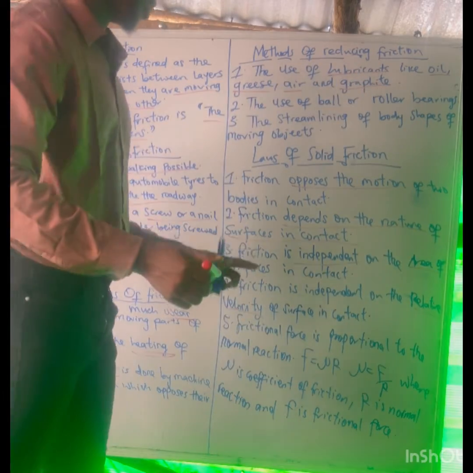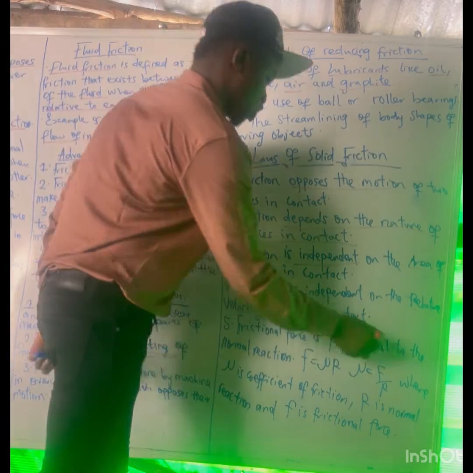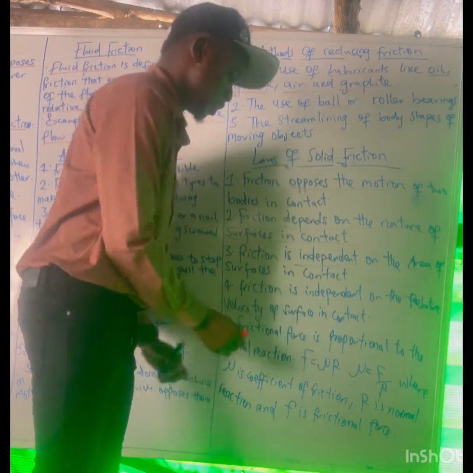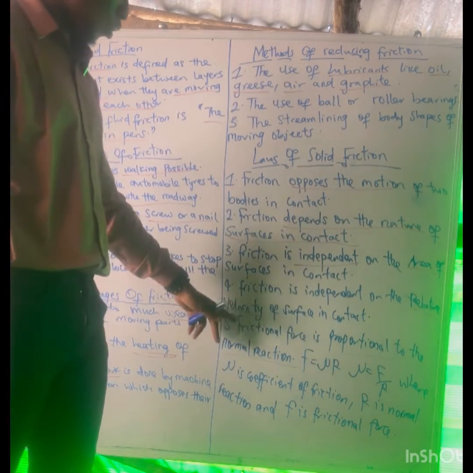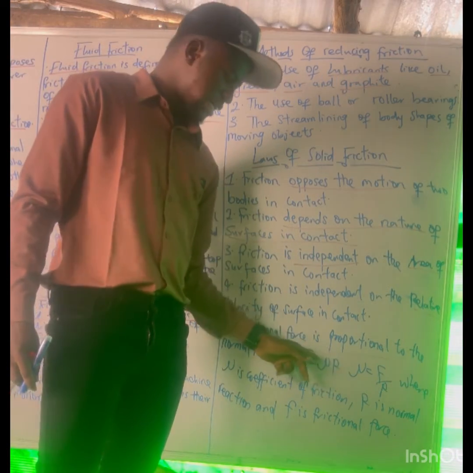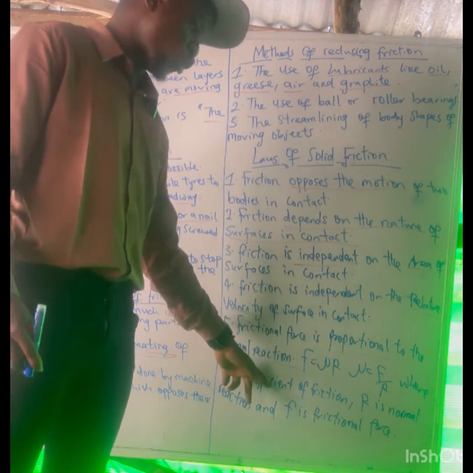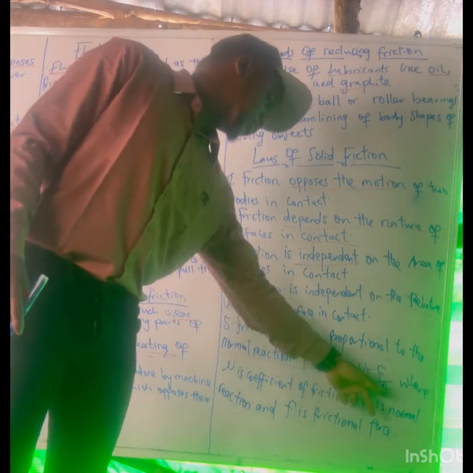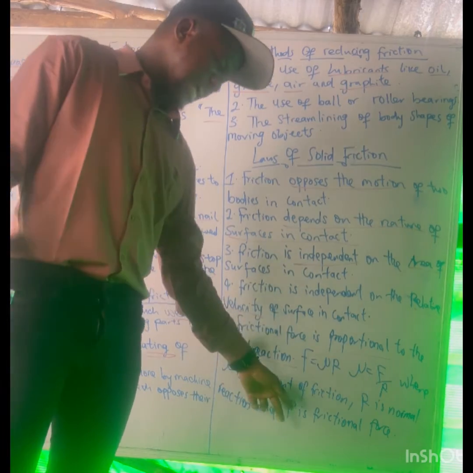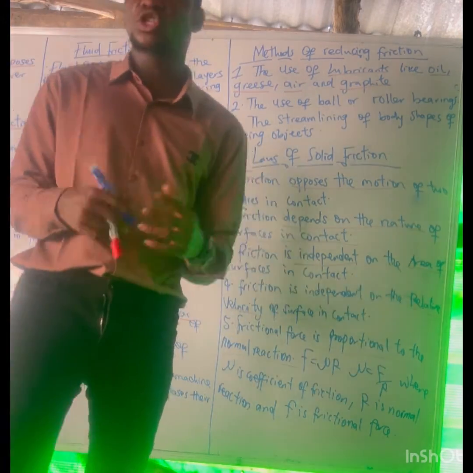Friction is also independent of the relative velocity. And also, frictional force is proportional to the normal reaction. This last law gives the formula: frictional force F = μR, so μ = F/R, where μ is called the coefficient of friction, R is the normal reaction, and F is the frictional force.